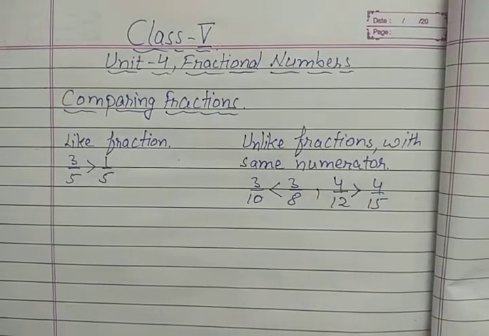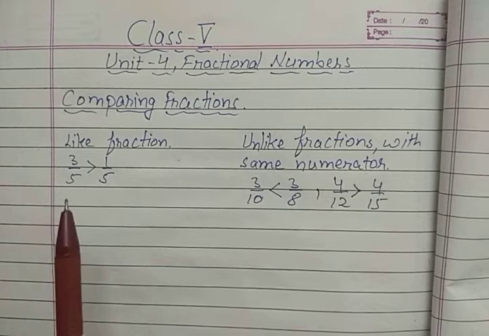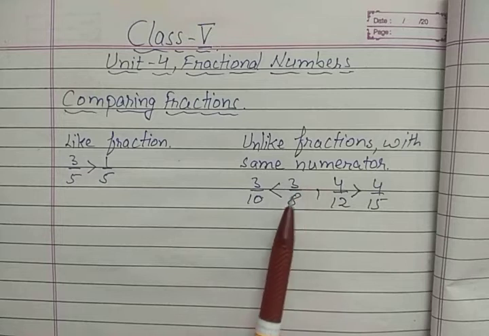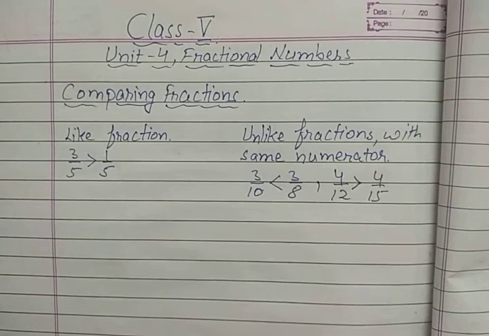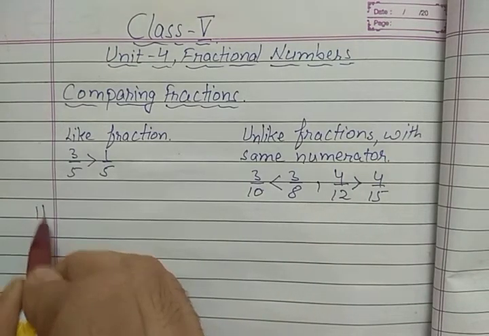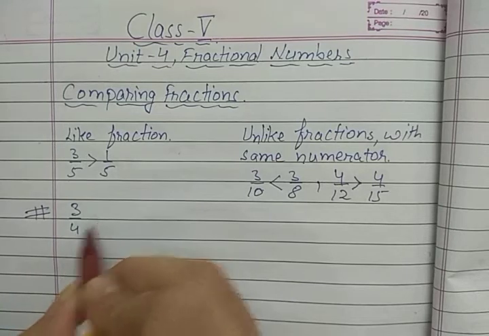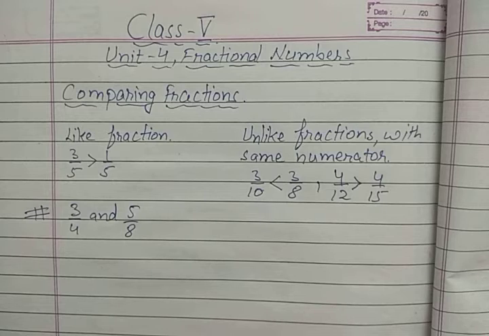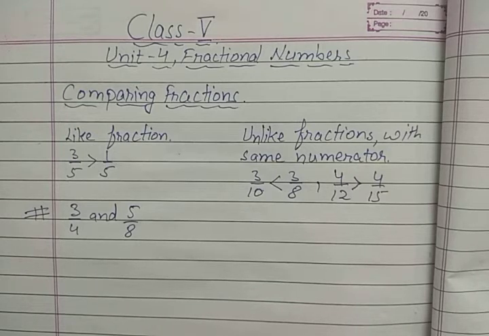So in this way we have already learned how to compare like fractions and unlike fractions with the same numerator. But now in this class we will compare unlike fractions that don't have the same numerators. For example, 3/4 and 5/8. You can see here both the fractions are unlike and the numerators are also not equal. Now how can we compare these types of fractions?